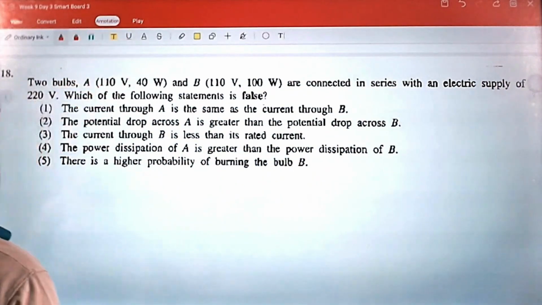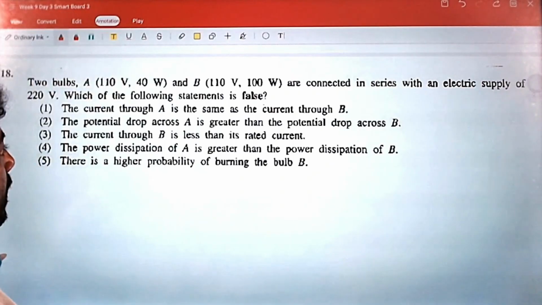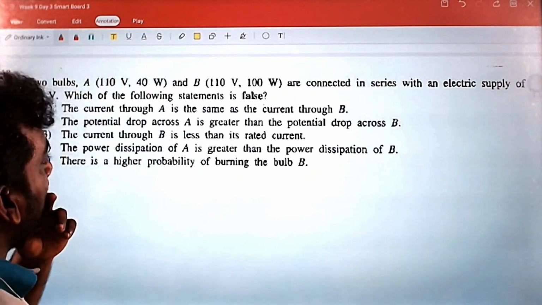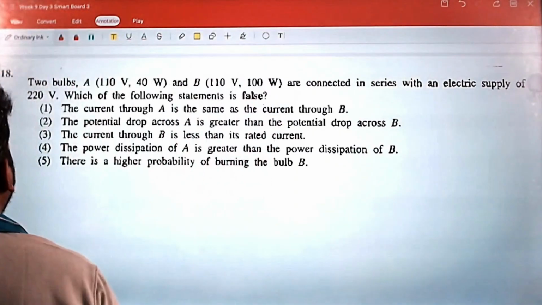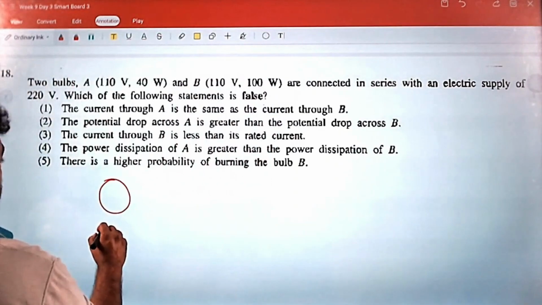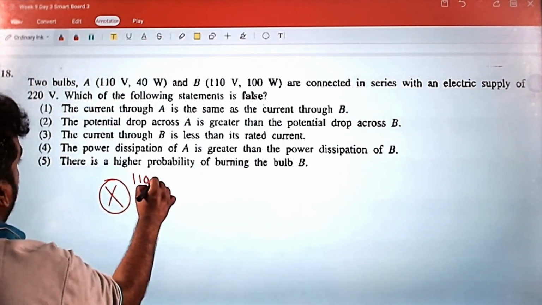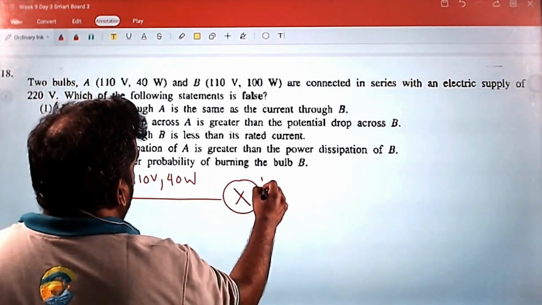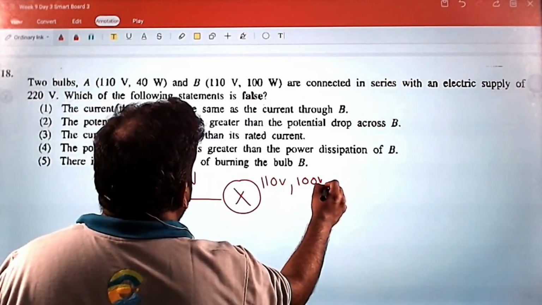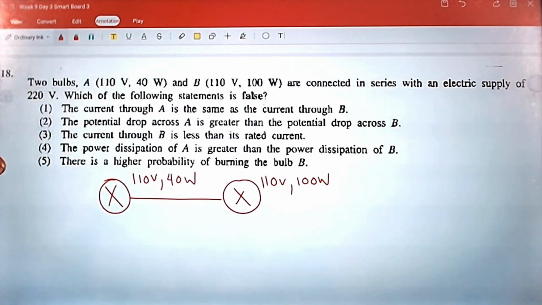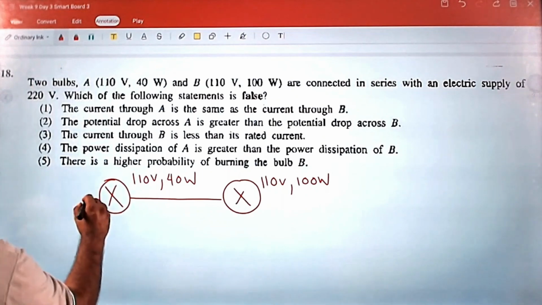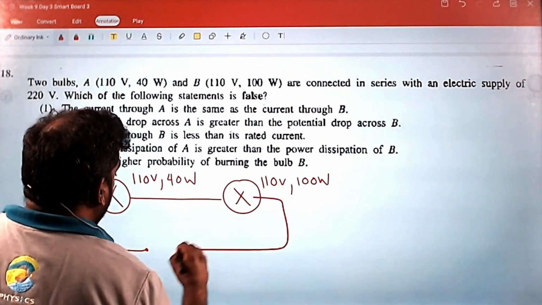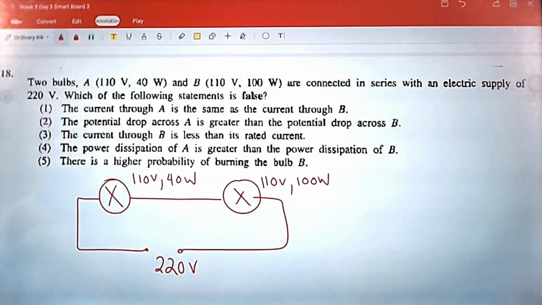Question 18. Two bulbs, 110 volt 40 watt and 110 volt 100 watt, are connected in series with an electrical supply of 220 volts. Which of the following statements is false?